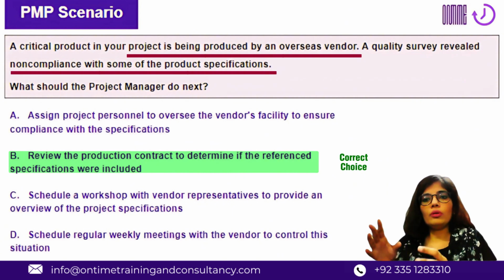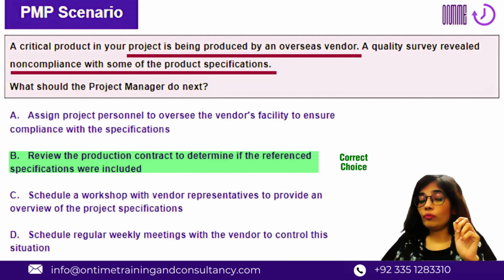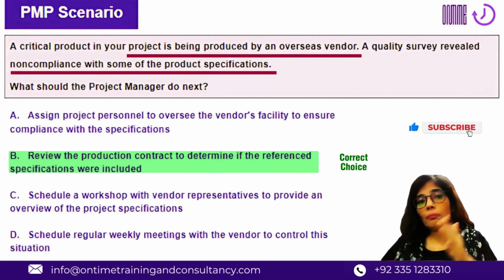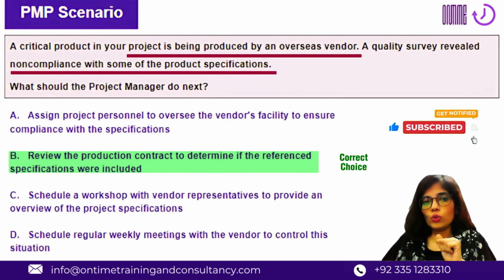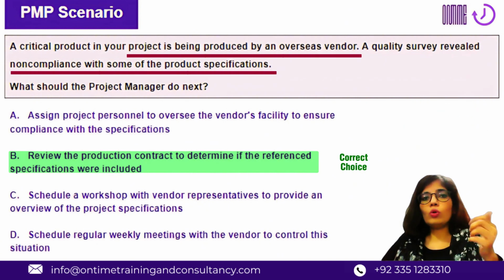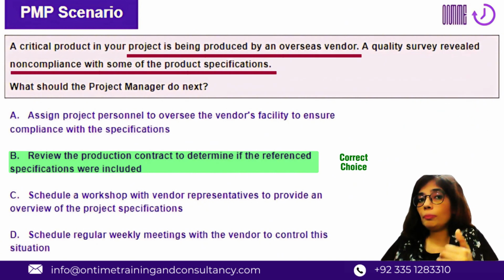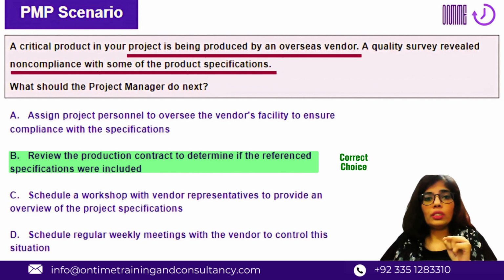So if there is an apprehension that non-compliance is found against the vendor, then the very first thing to do, and one other thing that you need to focus on, which is asked in the question as well, is what should the project manager do next? The immediate next step after knowing the situation, probably more than one thing can be done in this situation, but what is the immediate next step? The immediate next step is, what was the agreement between the vendor and the organization for this project?